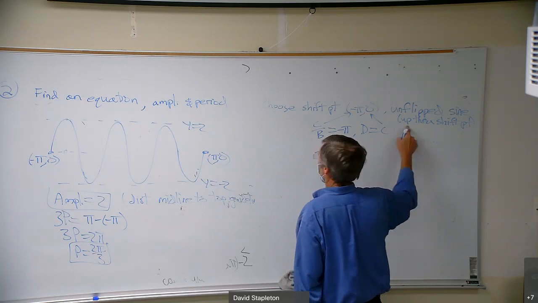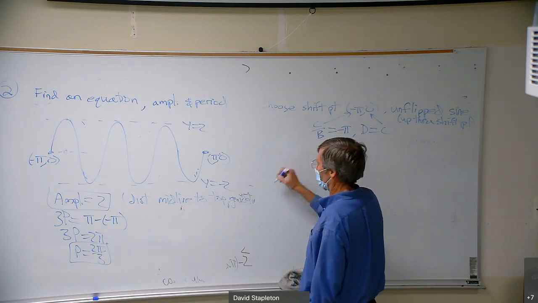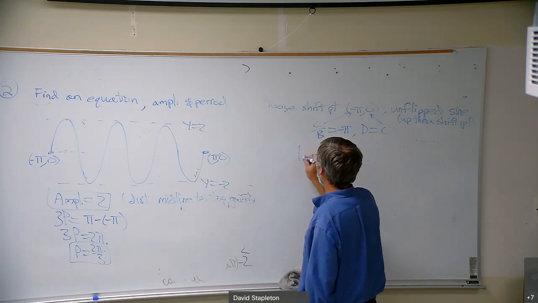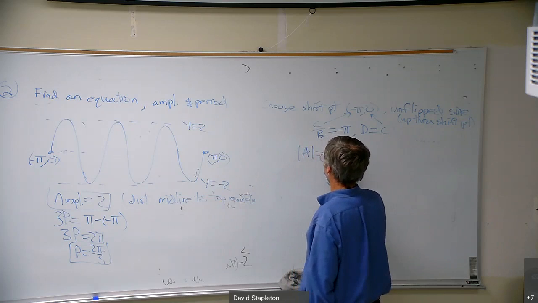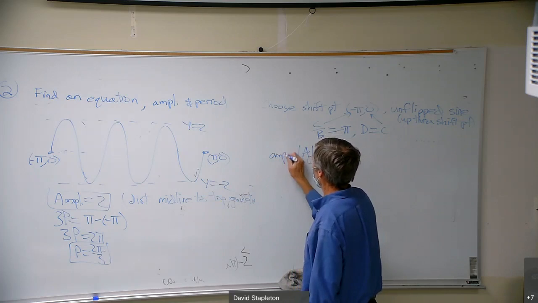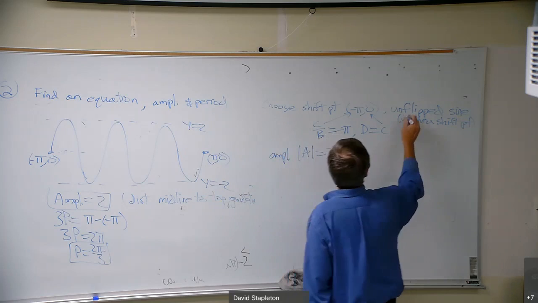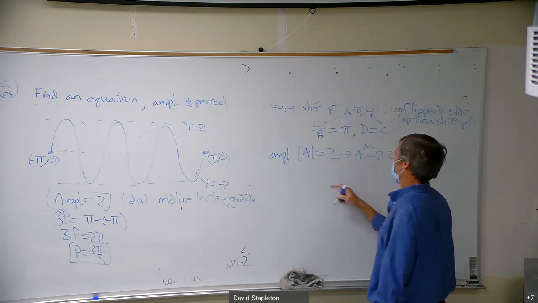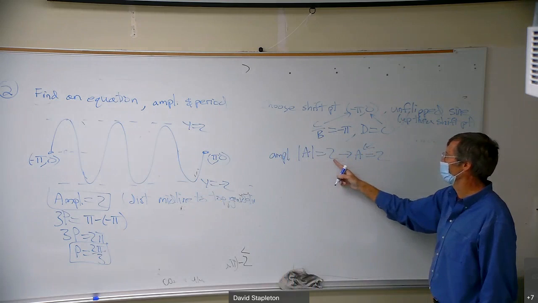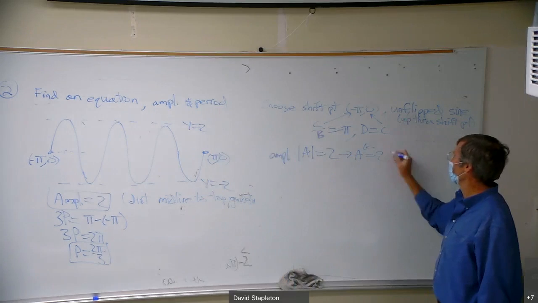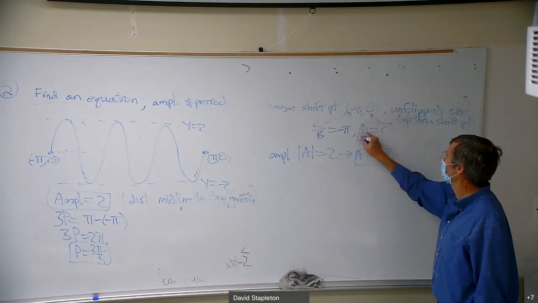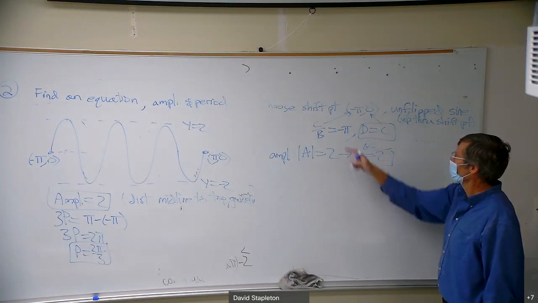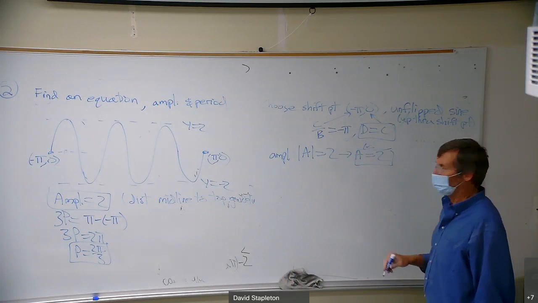Now that being the case, I notice the amplitude is equal to 2. So absolute value of A is equal to 2 from the amplitude. But it's unflipped. Tells me that A is equal to plus 2. It has to be plus or minus 2 from the amplitude. Since it's unflipped, A is plus 2. Well, I've got A, I've got D. I've got C over B.